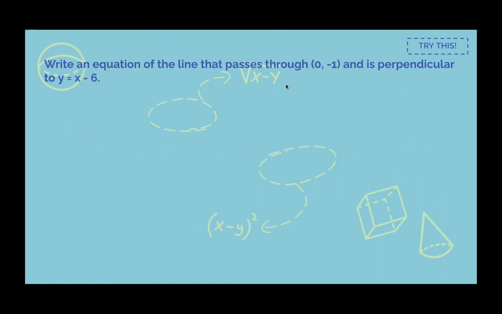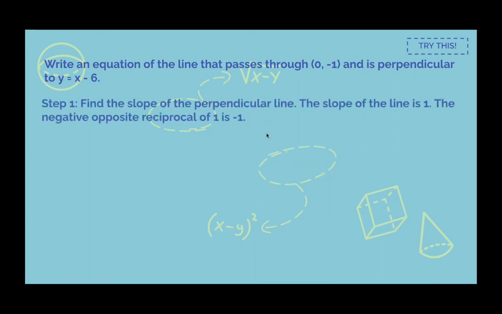Okay, we're going to write an equation of the line that passes through (0, -1) and is perpendicular to y equals x minus 6. First, I'm going to find the slope. Whenever you don't see a constant in front of a variable, so the coefficient is missing, just assume that it is 1. So the slope of this line is going to be 1.